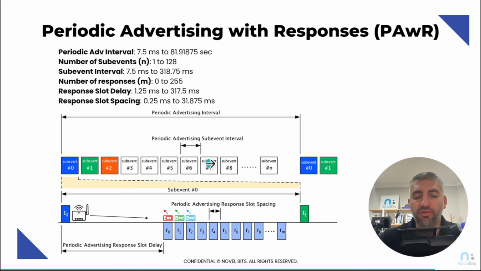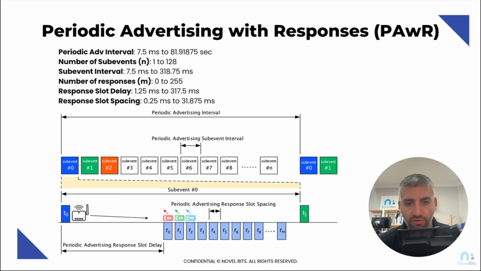Same thing for sub-events. If you take all this into account and calculate that, you'll figure out how much time is needed for each sub-event. And the sub-event interval is uniform and consistent across all the sub-events. So you need to make sure that you know the longest time that any of the sub-events will take, and then use that to define the sub-event interval.